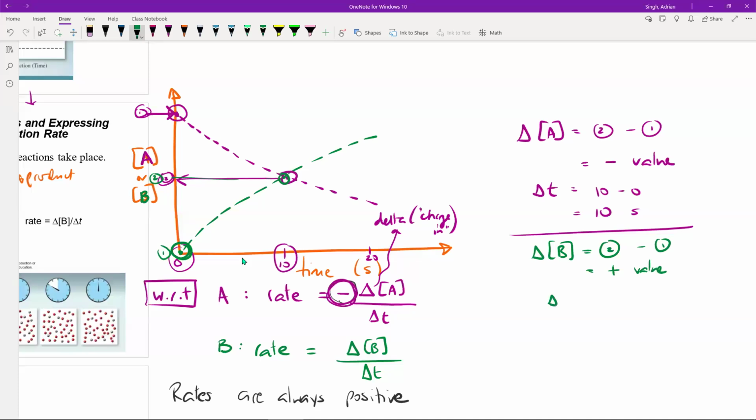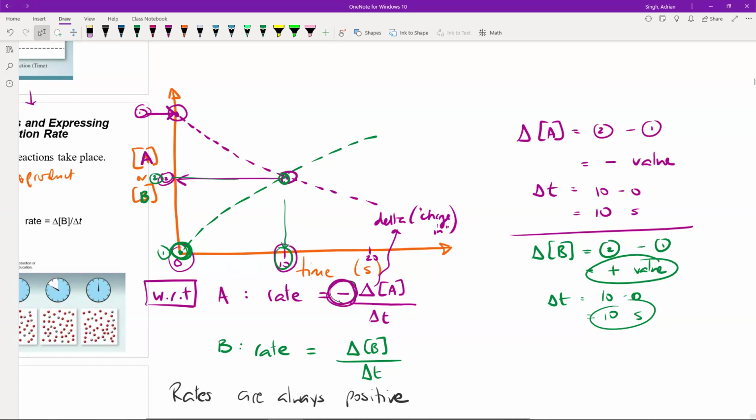Okay, and then our change in time is the same change in time. We end up at, let's say, 10 seconds, starting from 0. So that 10 seconds would be our delta t. So if I divide positive by positive, that gives me a positive value. Our rate is positive. Just be aware of that when you see that negative sign in these rate equations, especially when it comes to the reactant, because the reactant's concentration is decreasing, you stick the negative sign in there to ensure that the rate is actually a positive value rather than a negative one.